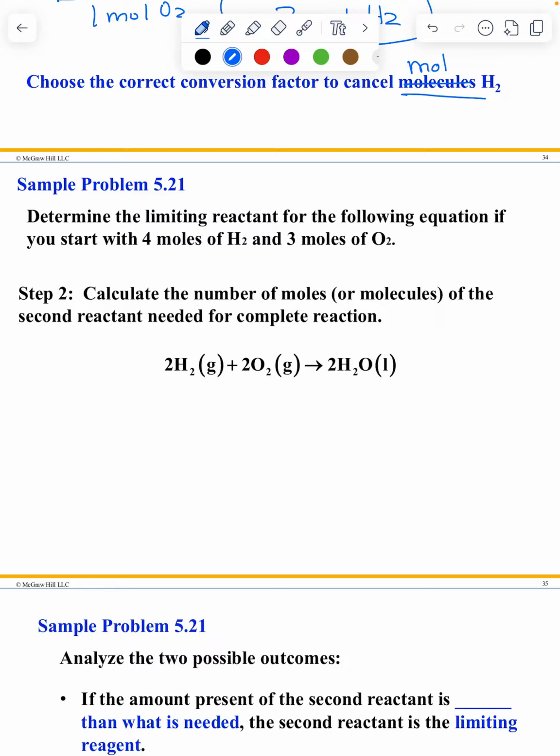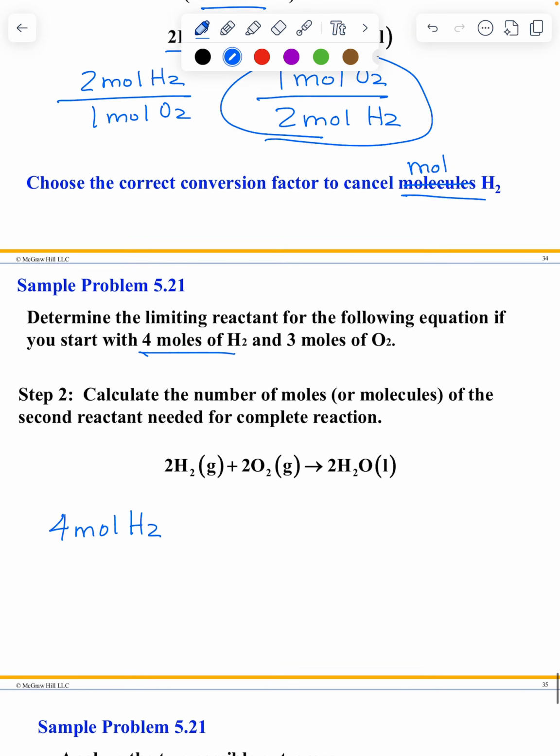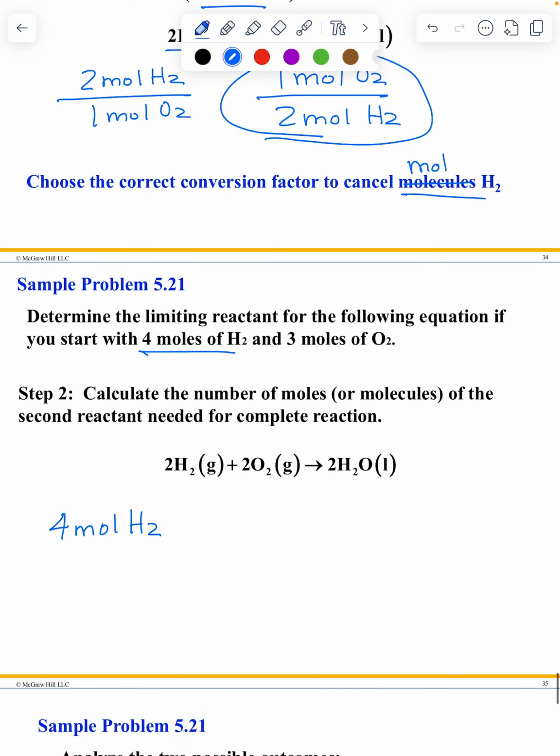It says 1 mole of O2 is equal to 2 moles of H2. And remember, this came directly from our balanced chemical equation. And so when we do the math, 4 divided by 2 equals 2 moles of O2. So we set it up this way so that moles of H2 cancel. And so in order to use up our 4 moles of H2, we would need exactly 2 moles of O2.